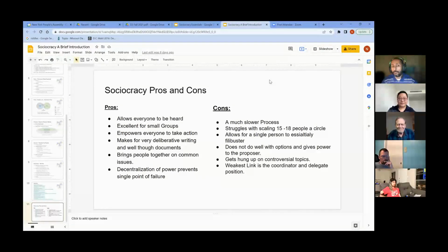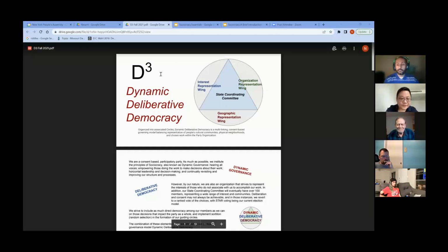So what I just shared with you was New York's Sociocracy. And what I'd like to show you now is an alternative version of Sociocracy, a hybrid version used by the People's Party of Washington. This is their proprietary D3 model. So this is D3, dynamic deliberative democracy. It's a hybrid between representative democracy and sociocracy.